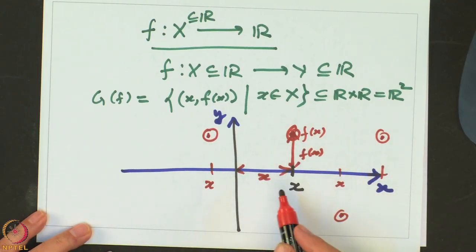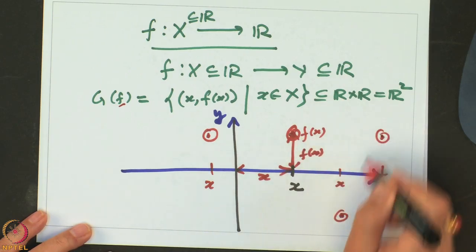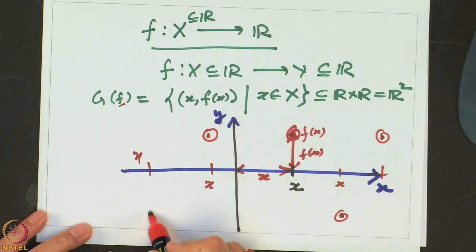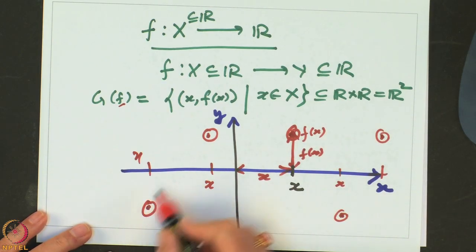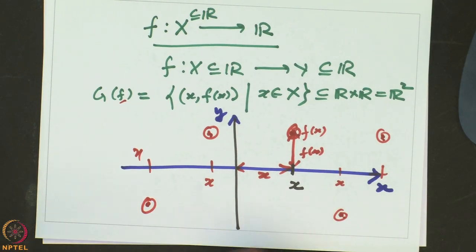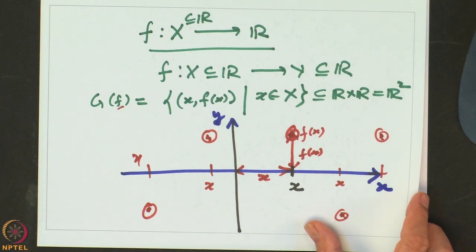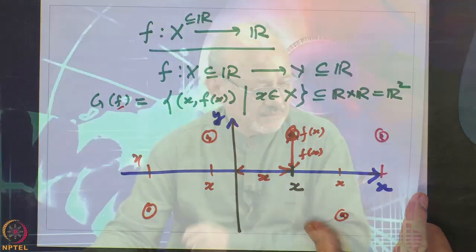These dots will represent the graph of the function f. For this x, f of x could be probably here. So, these dots represent the graph of the function f. That is what the geometric representation of the graph means.